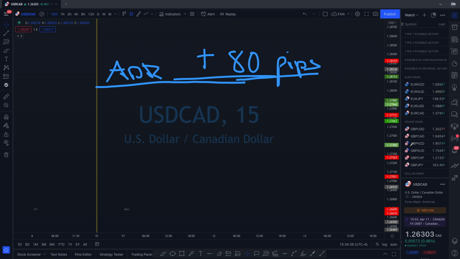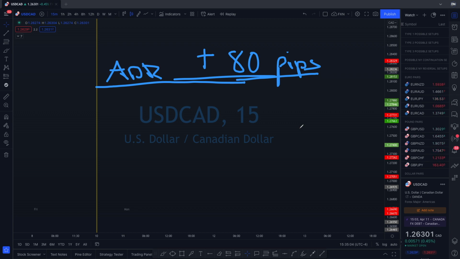Because you could see like a lot of the pairs that you don't see on here, like Swiss JPY or CAD JPY, AUD JPY. Some of those pairs, Euro Pound, they don't move 80 pips a day. Their average ADR is not 80 pips, right? So that's the first thing that you have to consider.